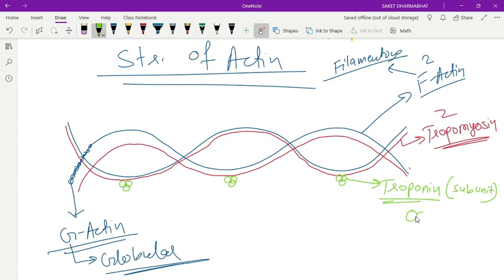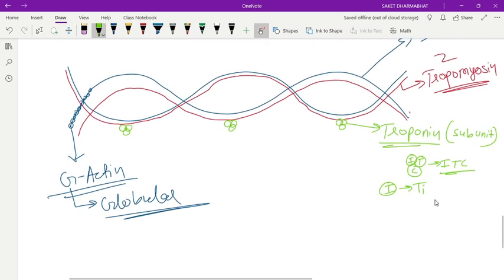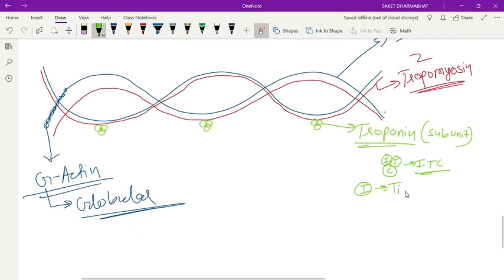Now, if we see these three in enlarged view, troponin, then we have to call it as what? ITC. Indian Tobacco Company. Why? Troponin I. This is what? Troponin I. So what is the function of troponin I? It inhibits, right?